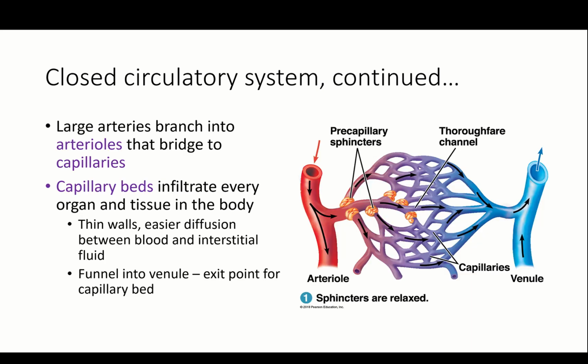So we have, just like we saw in the lungs, you could have bronchi that then narrow into bronchioles. The same sort of thing can happen with these blood vessels. And so we have large arteries. These are, again, the vessels that carry blood away from the heart. They can branch into smaller vessels called arterioles. And that's what we're seeing here, a narrower version of an artery, but they will eventually bridge into these capillaries.